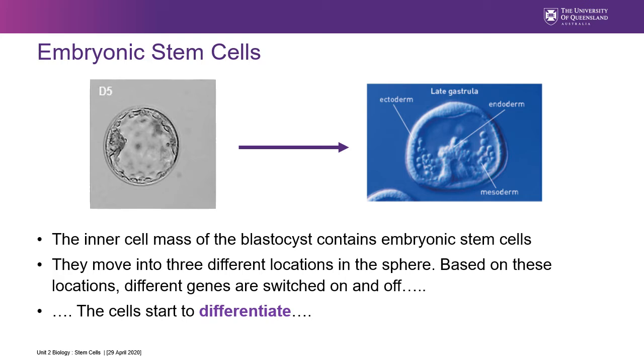These microscope images show a blastocyst on the left and a gastrula on the right. You don't need to know the details about these things, but you do need to recognize what happens to embryonic stem cells. So in the blastocyst on the left, you can see the inner cell mass. That's where the embryonic stem cells are located. They move into 3 different locations within the sphere. Based on these locations, different genes are switched on and off. So we get differential transcription of genes. So the cells are now starting to differentiate, becoming either the ectoderm, endoderm, or mesoderm.